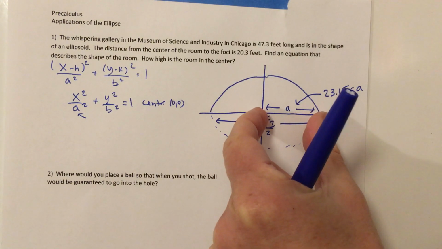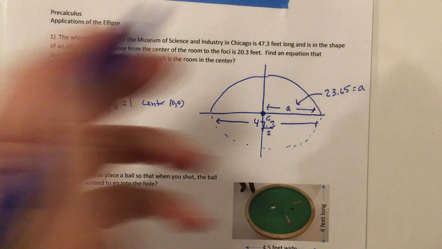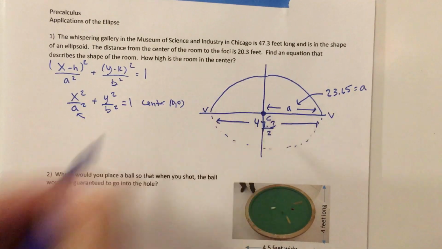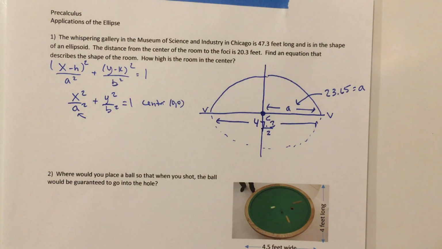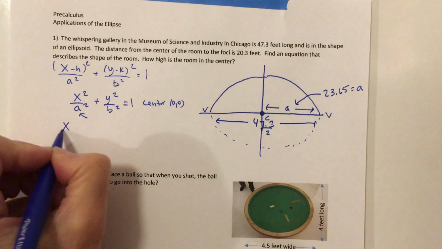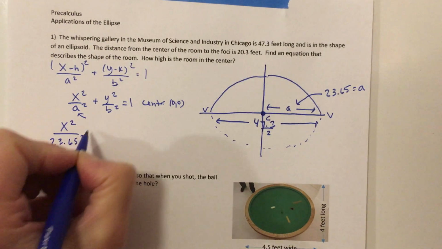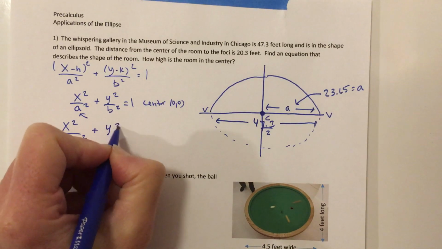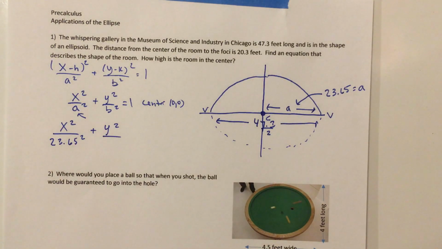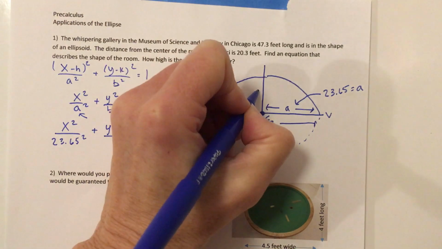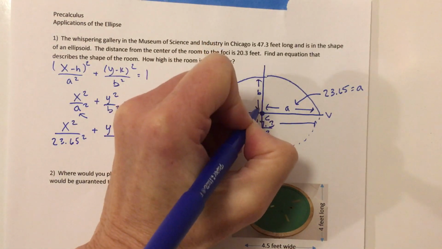In the equation, the distance from the center to a vertex is the number that you put underneath the x, okay? So now I know I have x squared over 23.65 squared. In order to write an equation, I need to know how tall it is. So I need to know this. How tall is my room?